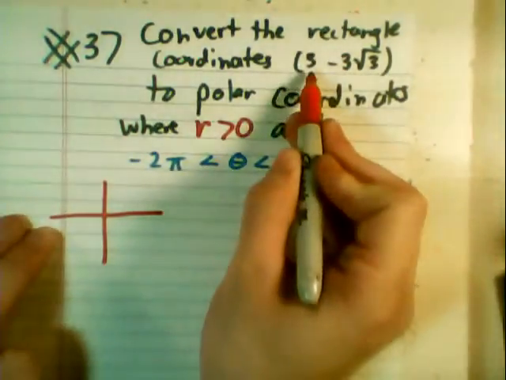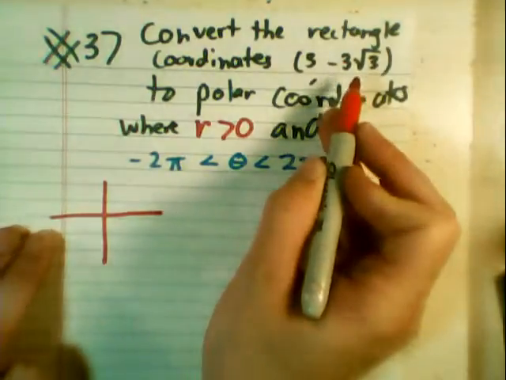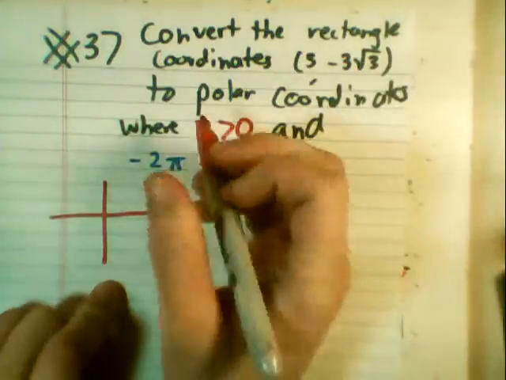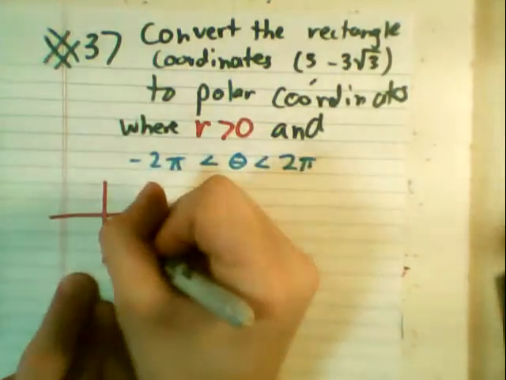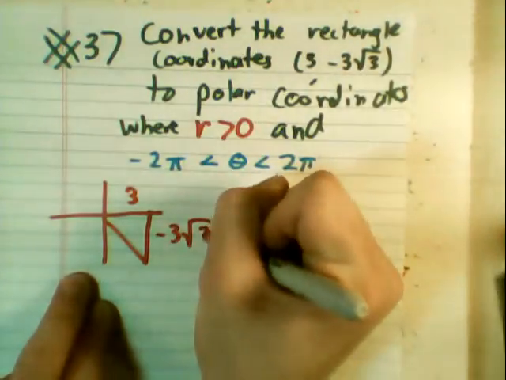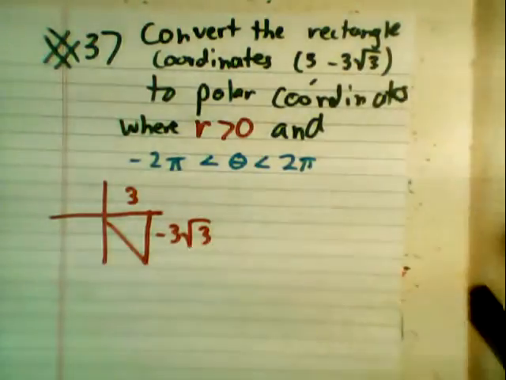So our x is positive and our y is negative. So that's quadrant 4. We go over 3 and down. That's approximately a little more than 5. So it'll be something like -3√3. So that's what it looks like.